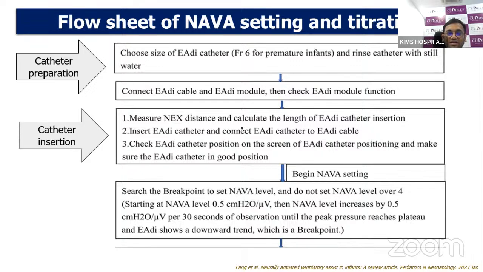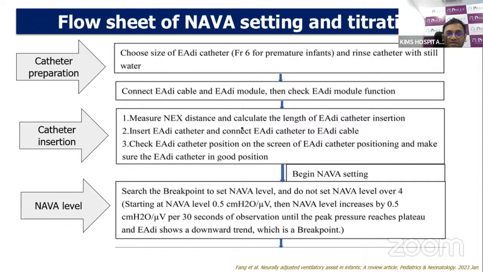Then we need to measure the NEX: from the nasal bridge to the ear lobule to the xiphoid sternum. Based upon that value, we insert, and we check the catheter placement based upon the pink curves and the P waves. We adjust to keep the pink waves in the middle, second and third.